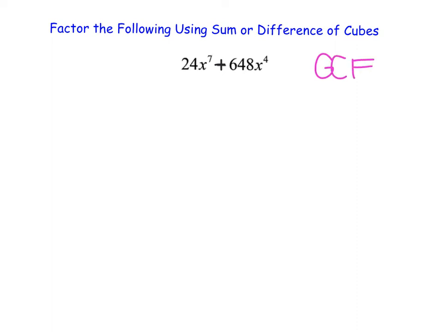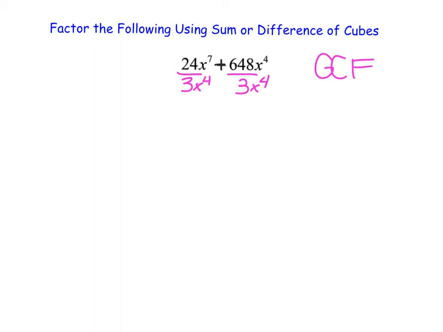And what I notice here is that 24, if I divide 24 by 3, that would result in 8, and 8 is a perfect cube. So what I'm going to do here is divide this by 3 and check to see if 648 is also divisible by 3. And when I do so, I realize that 648 is divisible by 3, so 3 is a common factor that they have in common. Now from here, I also notice that they each contain at least 4 x's. So I can factor out 3x to the 4th.